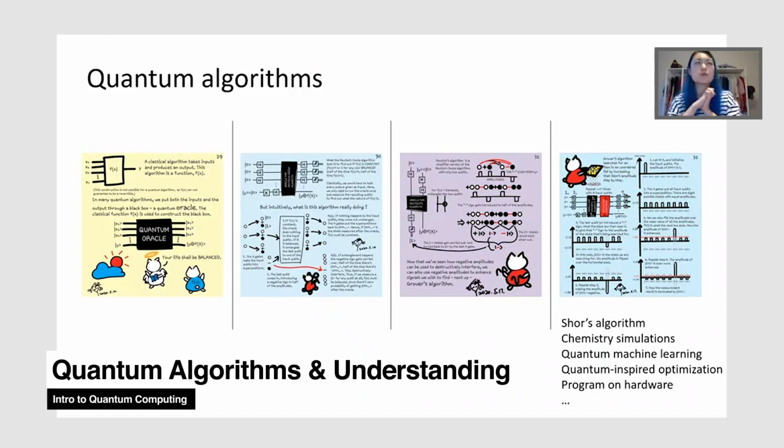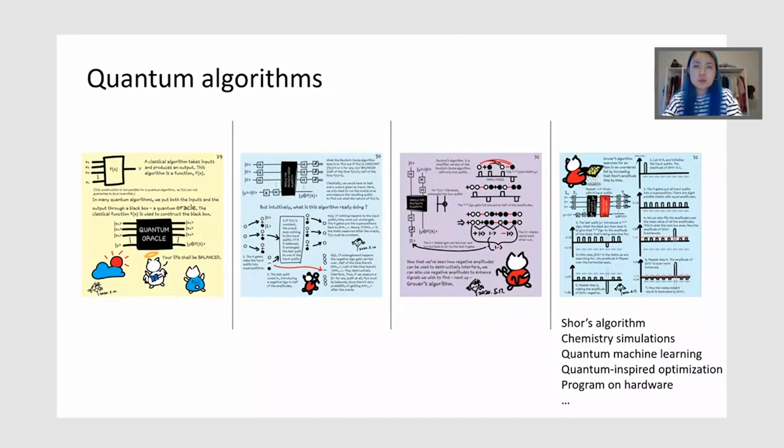People who have been coming to this class have already seen these algorithms. They have learned about quantum oracles, the Deutsch algorithm, the Deutsch-Jozsa algorithm, and Grover's algorithm. I would also like to show a lot more beyond those. There's Shor's algorithm, there are chemistry simulations, there's quantum machine learning, which is a super hyped area as well. There's also quantum inspired optimization, and also how we program hardware, because that's what we will eventually get to, understanding how quantum computing works.